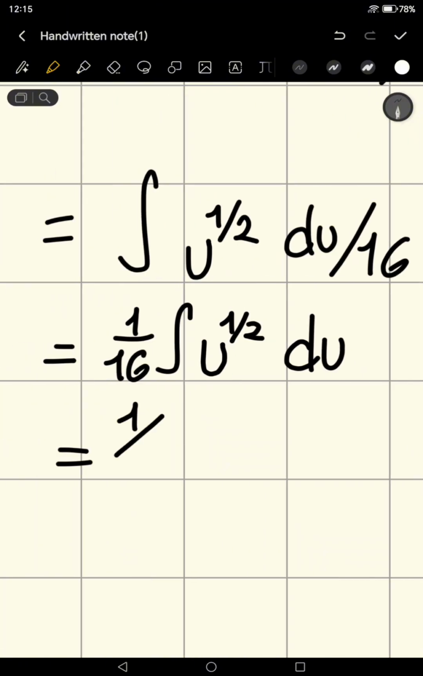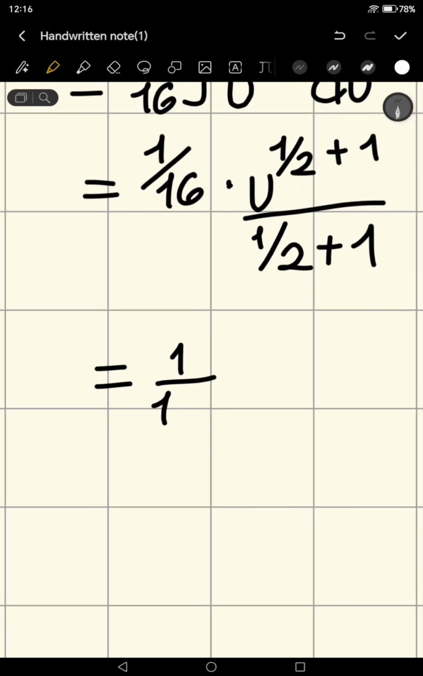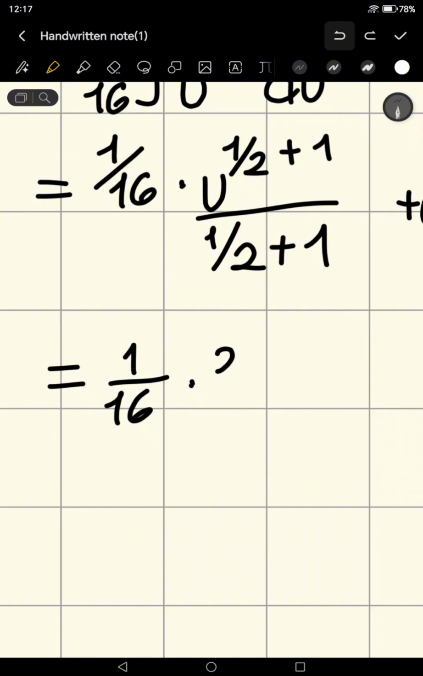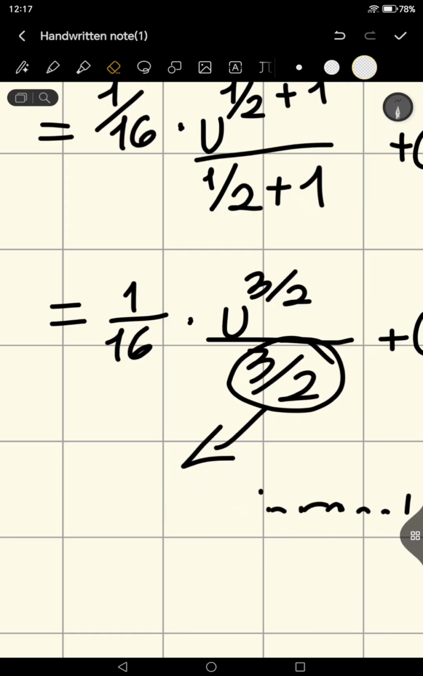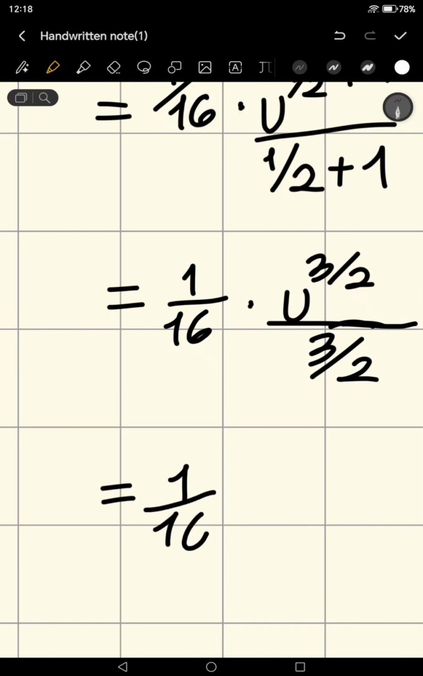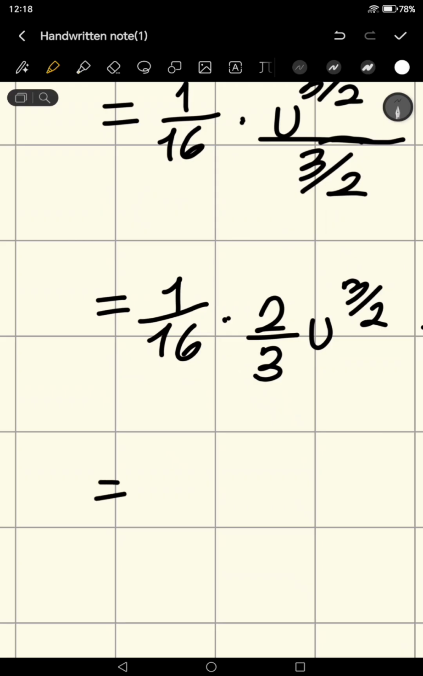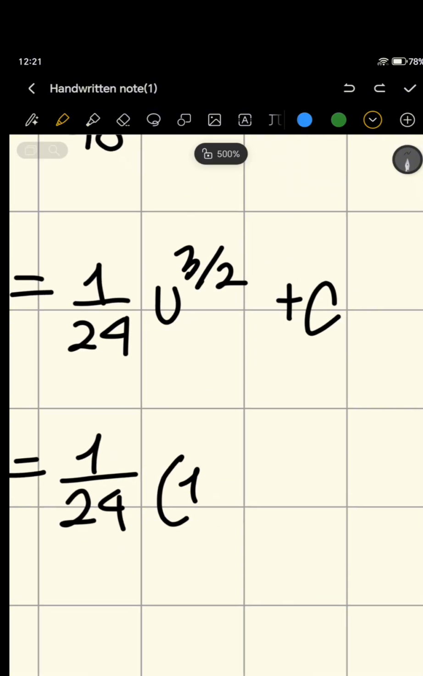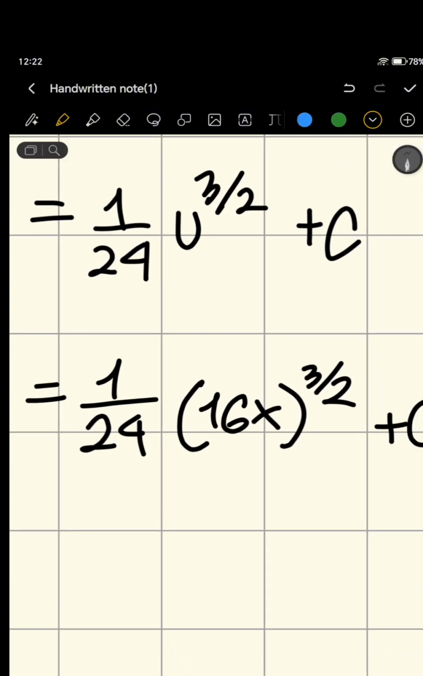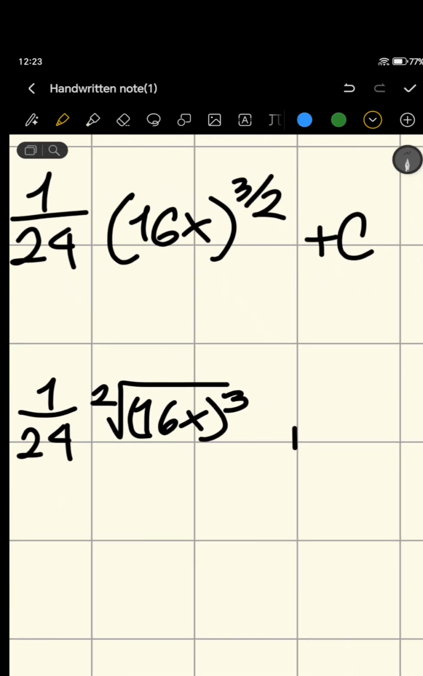Then power rule, this will become 1 over 16 times u raised to 1/2 plus 1 over 1/2 plus 1 plus c. Okay, simplify natin. It will become 1 over 16 times u raised to 3/2 over 3/2. So hindi pa yan pwede kasi meron tayong another fraction sa denominator. To make it simple, at di na natin mapahirapan pa ang ating sarili, just get the reciprocal of 3/2, which is 2 over 3, or 2/3 times u raised to 3/2 plus c. Still not the final answer yet. Ibalik na natin sa dati ang value ng ating u. This will become 1/24 times 16x raised to 3/2 plus c, or can be this one. So that's the final answer. Sorry, medyo magulo. Dineretsyo ko na.